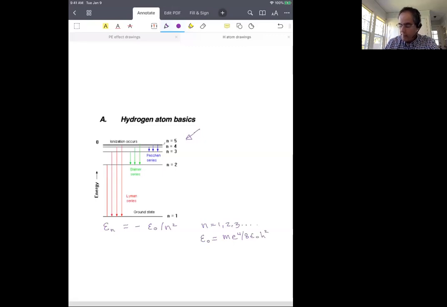Okay? When we look at a transition between two states, the energy of the photon emitted should be equal to the energy difference between the initial state and the final state. And this can be written as E0 times 1 over n_f squared minus 1 over n_i squared. So that's the prediction that we're going to be testing today.